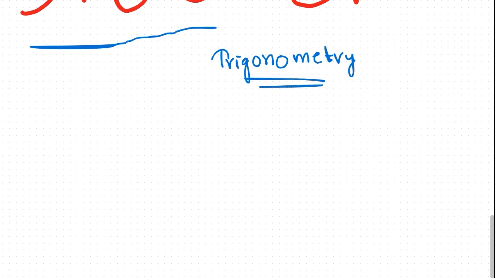Okay, so let's start with the topic trigonometry. Let us understand what this word means. It is actually triangles, but it's a combination of trigonon plus metry.